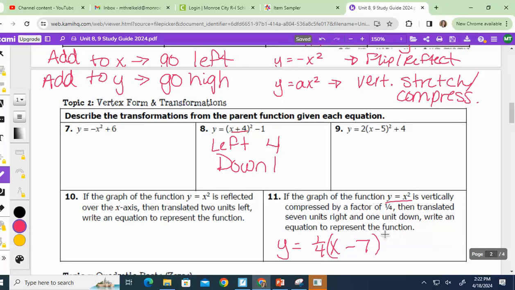Minus 7, and that's squared. And then it goes down 1, so then it would get a minus 1. Now, on the test, if you're not sure if you wrote your equation correctly, what would you do? Graph it on your calculator or Desmos. I don't care which. I'm going to allow you to use it. So graph it and see, is this really what it should look like? If not, what do I need to fix?